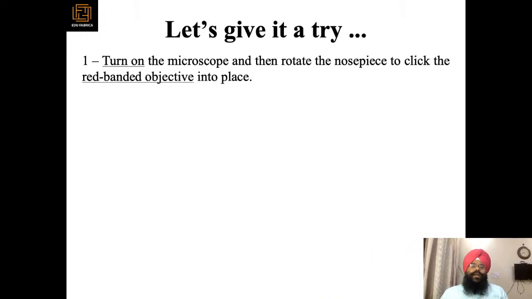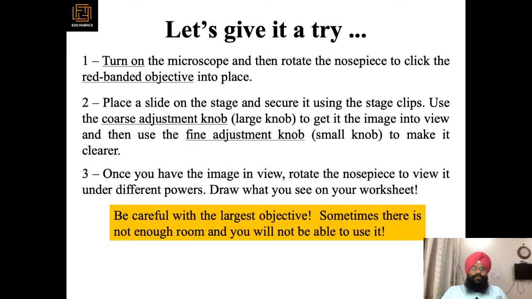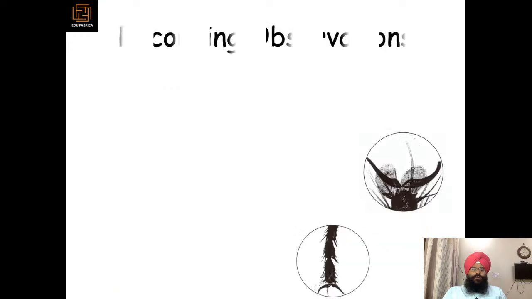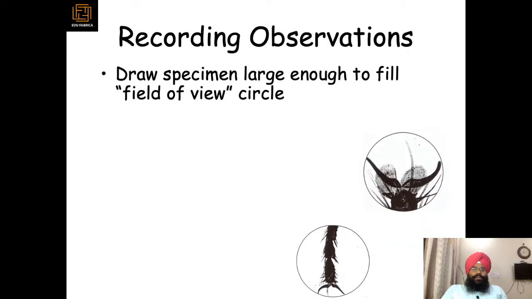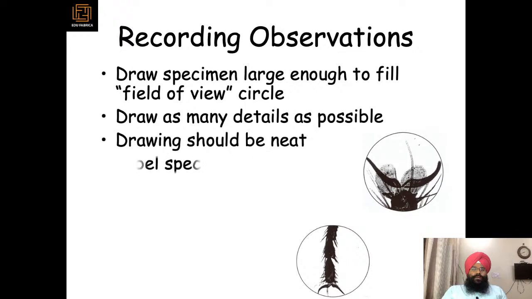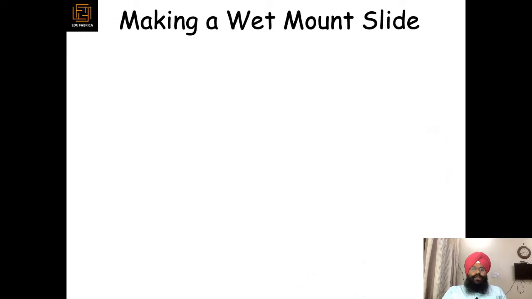So let's turn on the microscope, then rotate the nose piece to click the red banded objective into place. This is done in the practical sessions. We can't do it now, but I want to give a feeling of how things will work out for you whenever you work with a microscope. So these were done in the microscope.